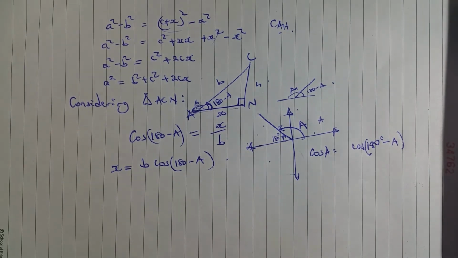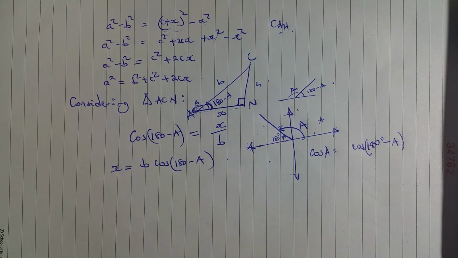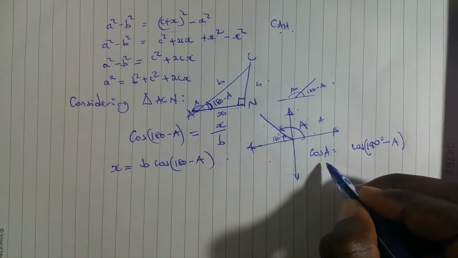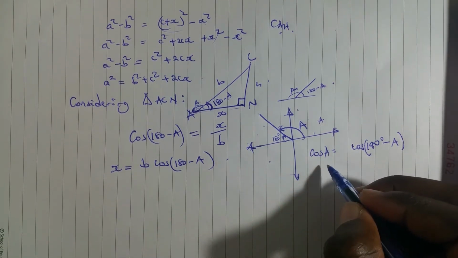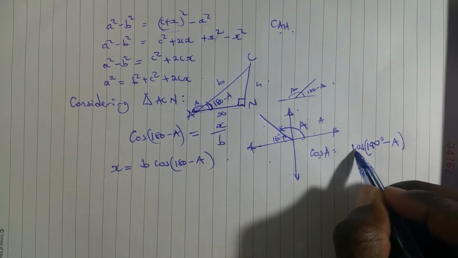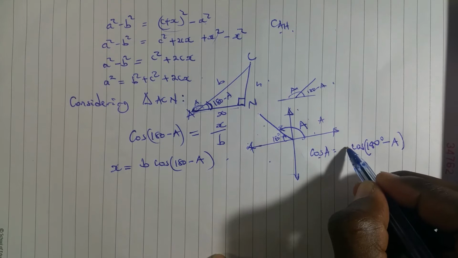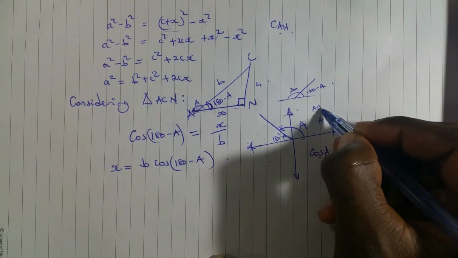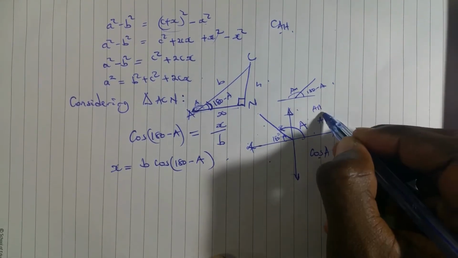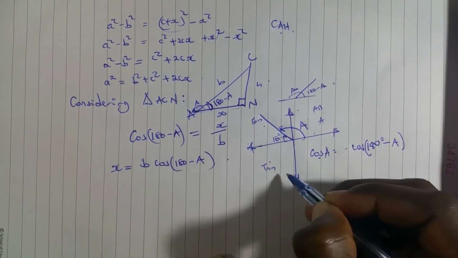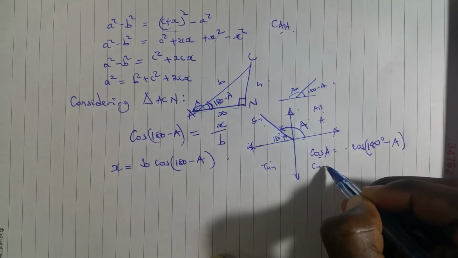Supplementary angles add up to 180. So now the supplement of A is going to be 180 minus A. Remember our conclusion that cos of an obtuse angle is the same as cos of the supplement of the angle, but with the correct sign. And remember we say that here all the trig ratios, sine, cos, and tan, are positive. Here we have only sine positive. Here we have only tan positive. And here we have only cos positive.